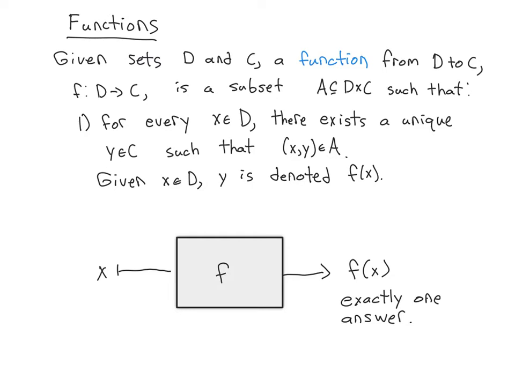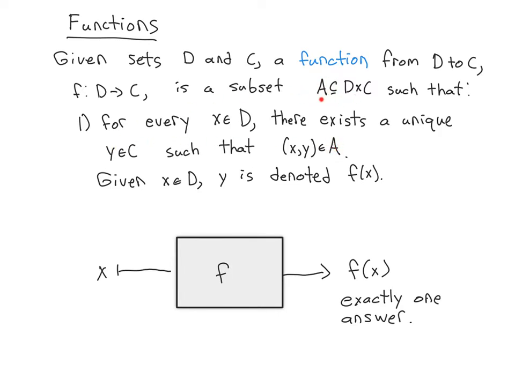Now we will discuss functions. Given two sets, D and C, where I will refer to D as the domain and C as the codomain, a function from the domain to the codomain is just a subset of the Cartesian product of the domain with the codomain that has the following property. For every element in the domain, there exists a unique element in the codomain such that x comma y is an ordered pair in this subset.